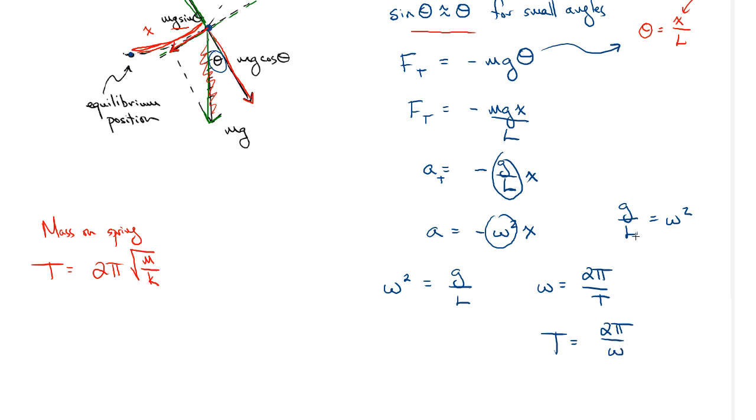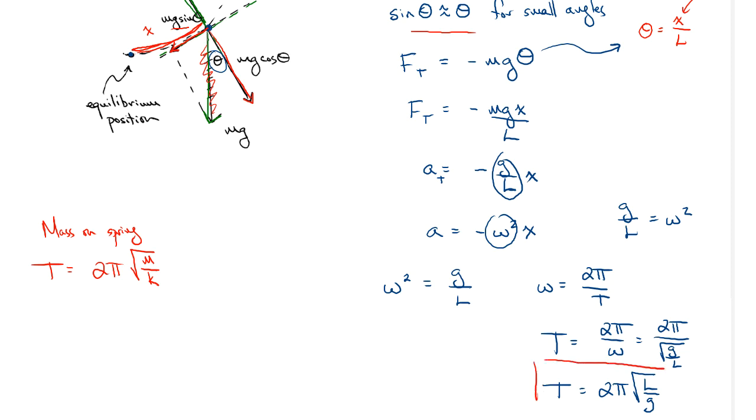Well, what's omega? Omega, from here, must be equal to the square root of g over L. So 2 pi over the square root of g over L. And flipping, because we're dividing by a fraction, we get the period of a pendulum is equal to 2 pi times the square root of the length of the pendulum divided by the acceleration due to gravity.